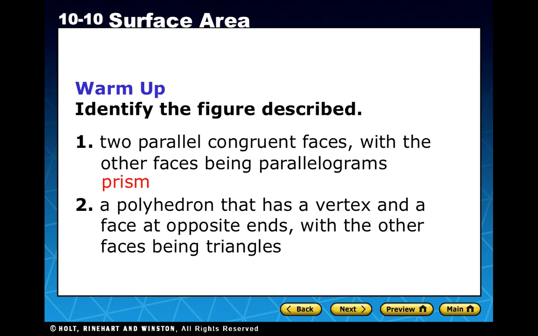Alright, you should have gotten a prism for the first one, so two parallel congruent faces with other faces being parallelograms. So triangular prism, rectangular prism, any kind of polygon followed by the word prism. A polyhedron that has a vertex and a face at opposite ends with other faces being triangles. This, of course, is a pyramid.